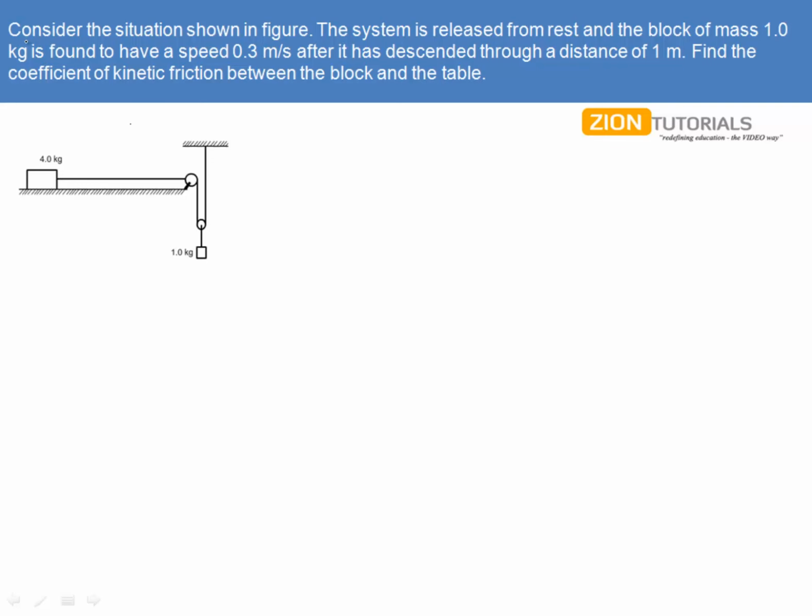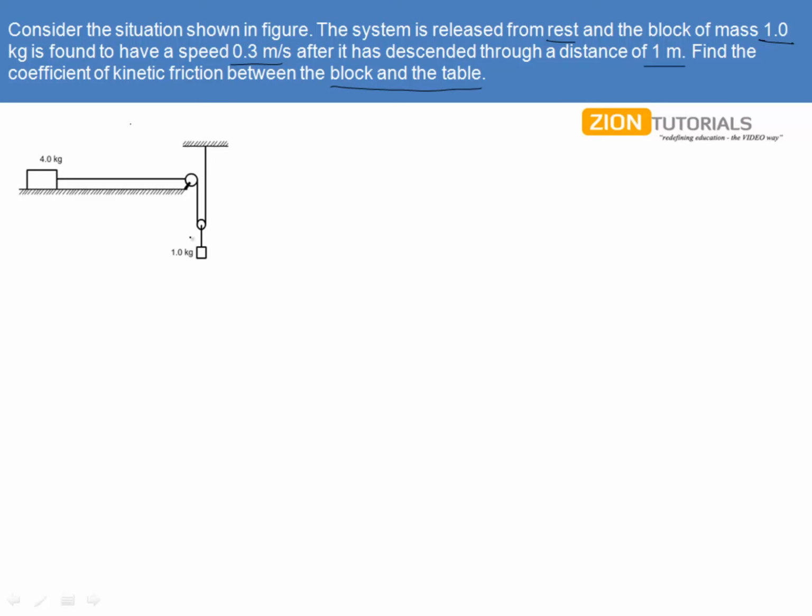As the question says, consider the situation shown in the figure. The system is released from rest and the block of mass 1 kg is found to have a speed 0.3 meter per second after it has descended through a distance of 1 meter. Find the coefficient of kinetic friction between the block and the table.